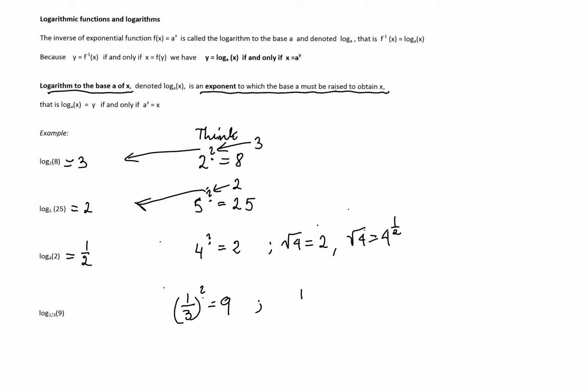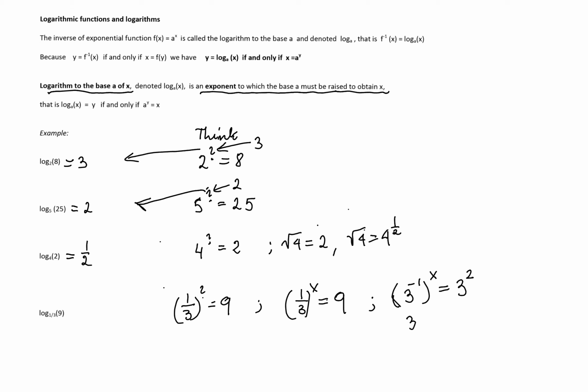And the last example is logarithm to the base 1/3 of 9. So again, what I'm thinking is: 1/3 to what power is going to give me 9? Now, if I can't see that immediately, I can think, okay, that question mark can be replaced by a variable. I don't know what it is, so I put it to the power x, and this needs to be 9, so I'm going to solve this equation.